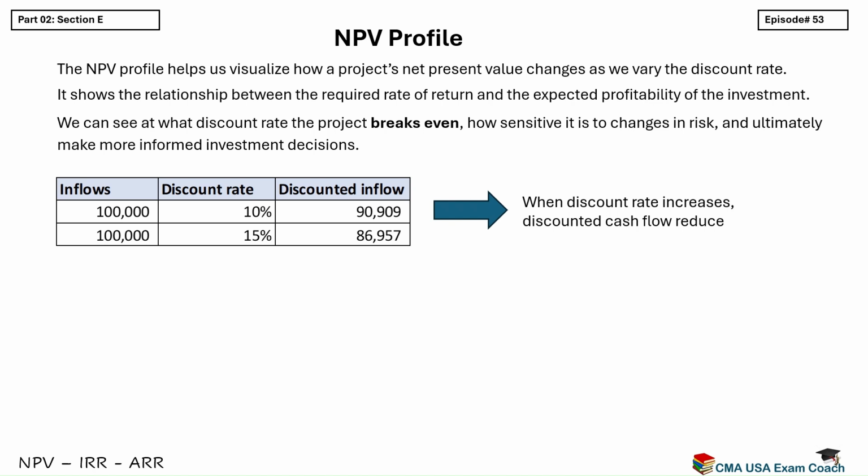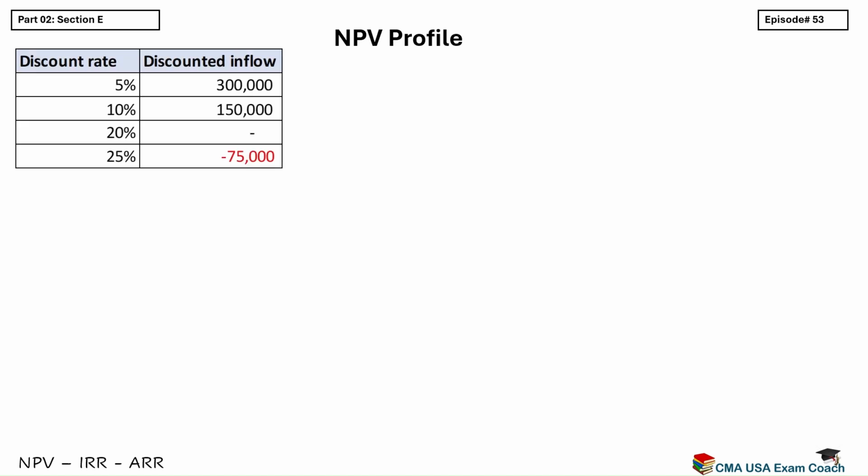All right, class, let's take a closer look at this table and understand how the NPV of a project is affected by the discount rate. Notice here, when the discount rate is low, at 5%, the NPV is high, around $300,000. This tells us that when the cost of capital is low, the project is expected to generate significant value for the company. Now, as we increase the discount rate to 10%, the NPV falls to $150,000.